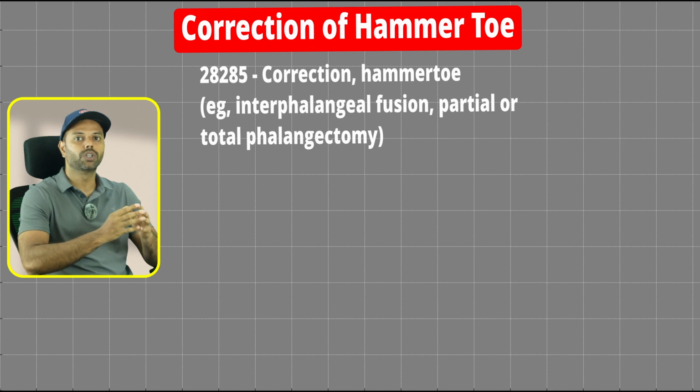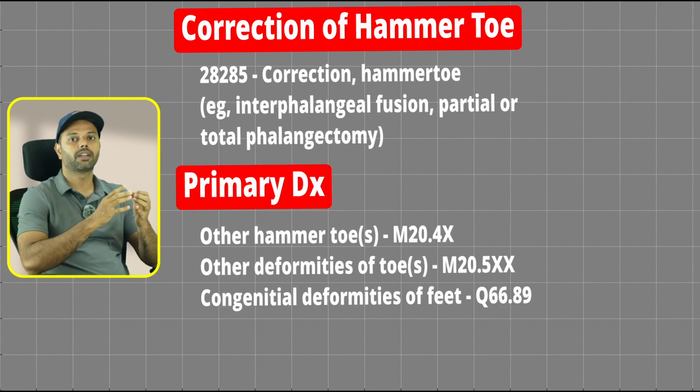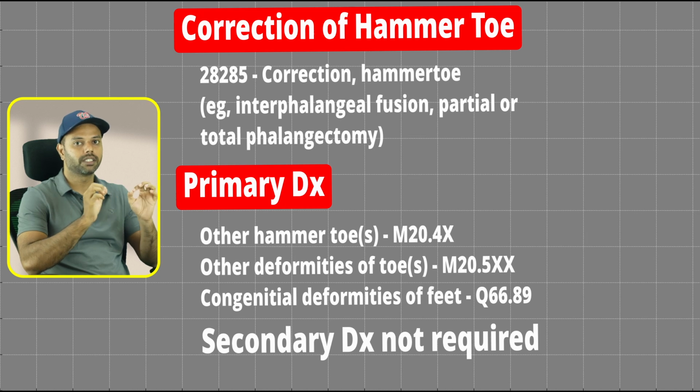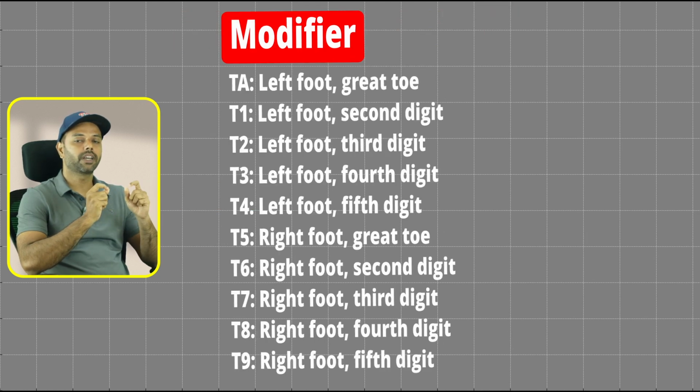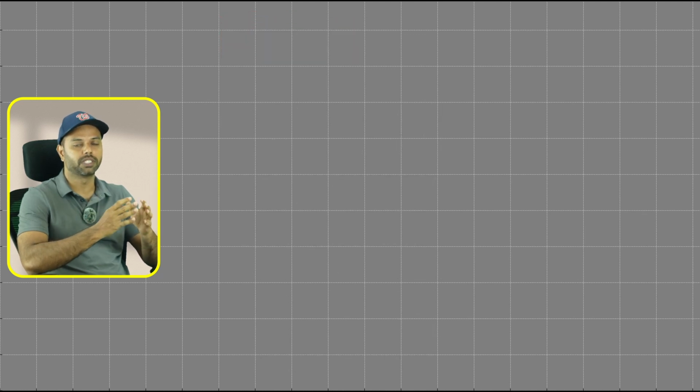Let's see how to code for correction of hammer toe. When the provider performs correction of hammer toe, then you have to use code 28285. Other hammer toe or toes, other deformity of toe or toes, congenital deformities of feet. These are all the coverable primary diagnosis that you can use. Secondary diagnosis is not required for this code. When it comes to modifier, you have to be more specific on which toe the correction of hammer toe was done. You can use TA to T9 modifier for more specificity.